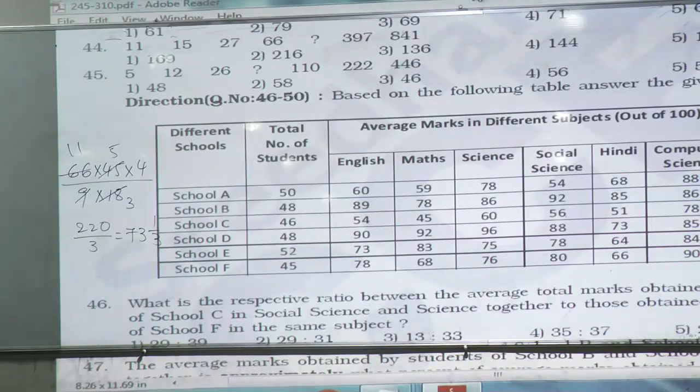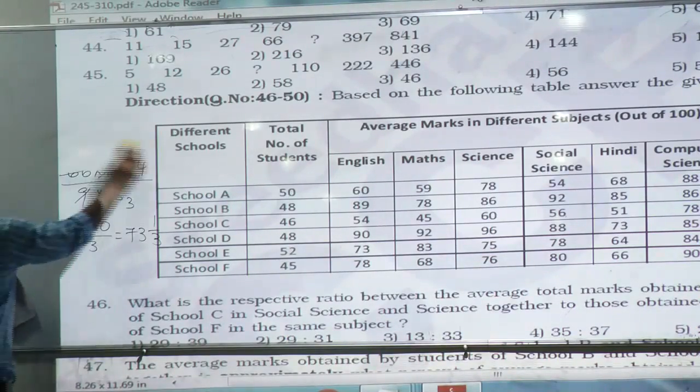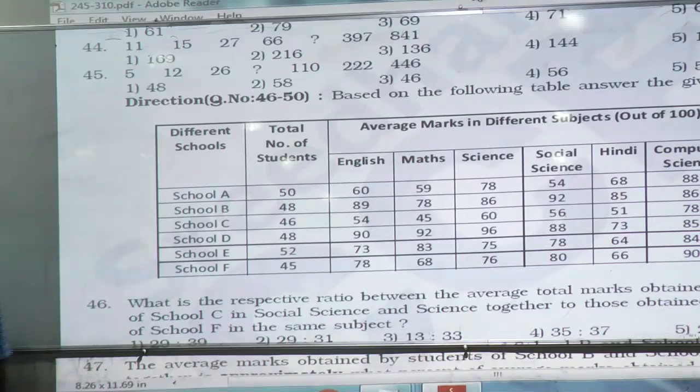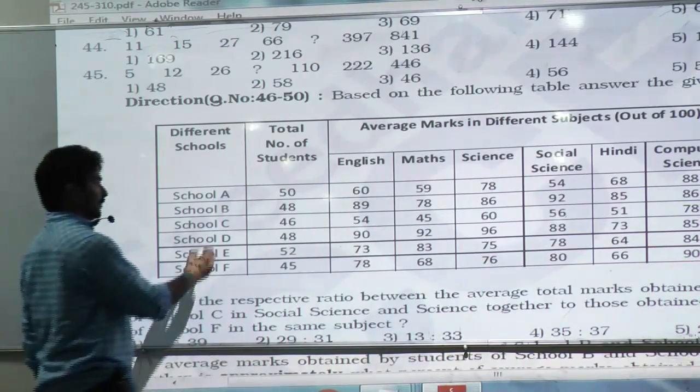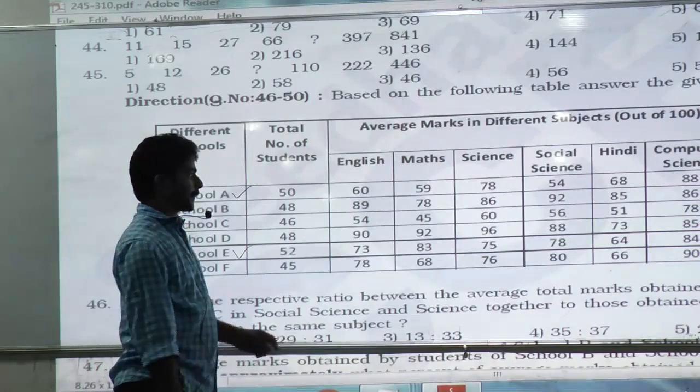The average total marks obtained by students of school A in all the subjects together is approximately what percent less than average total marks obtained by students of school E in all the subjects? A and E. This one and then this one. We need to add everything.